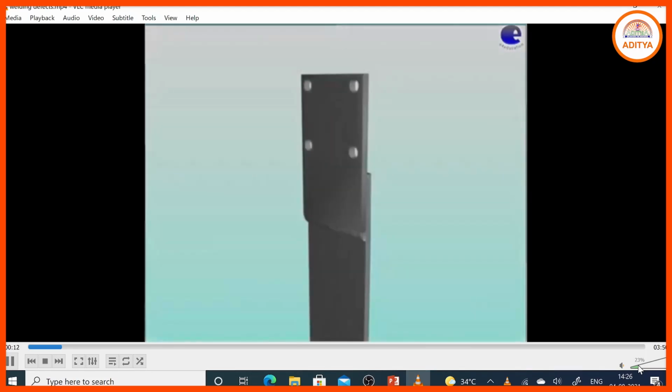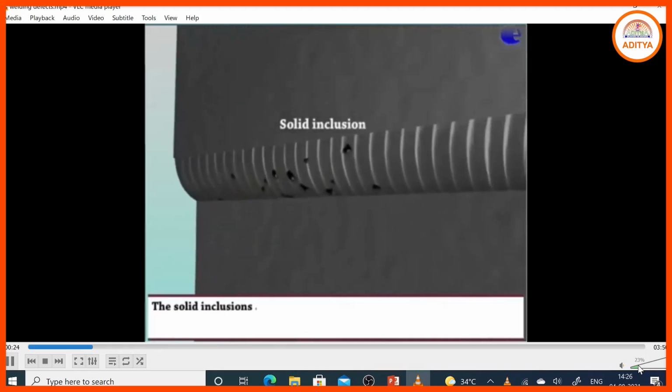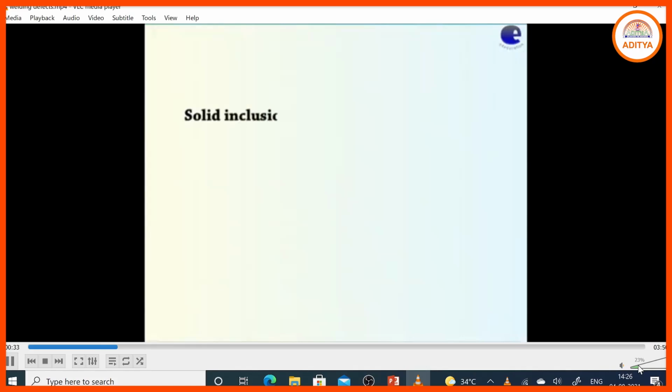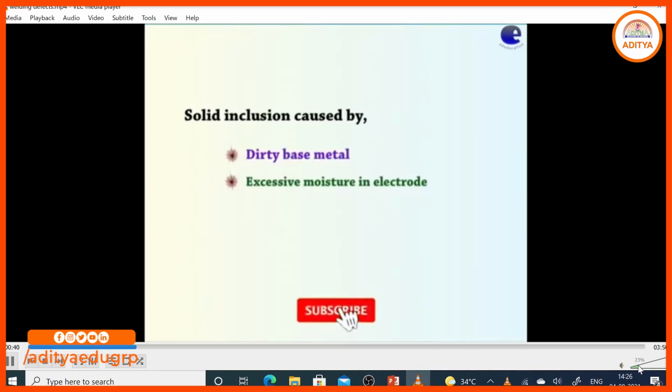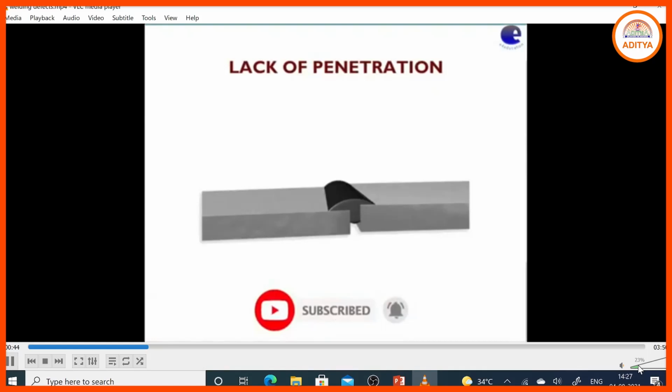These are the solid inclusions on the job surface. These are the solid inclusion problems entrapped in the weld metal, which means some impurities have been added in the welding phases. Causes: dirty base metal, excessive moisture in the electrode, dirty filler wire. Due to these things, that type of problem has occurred.